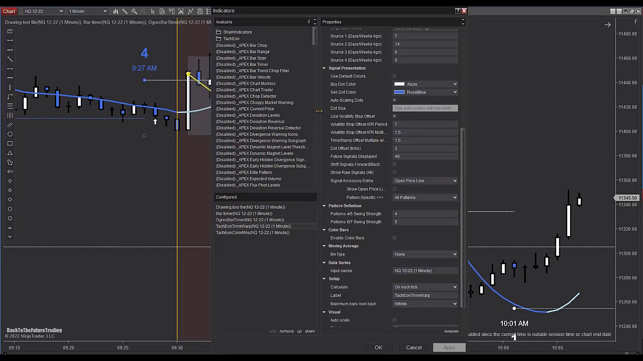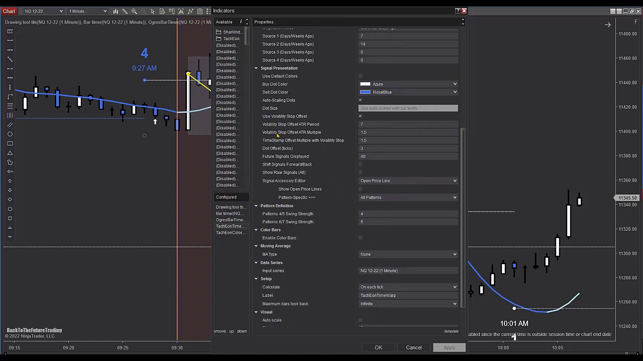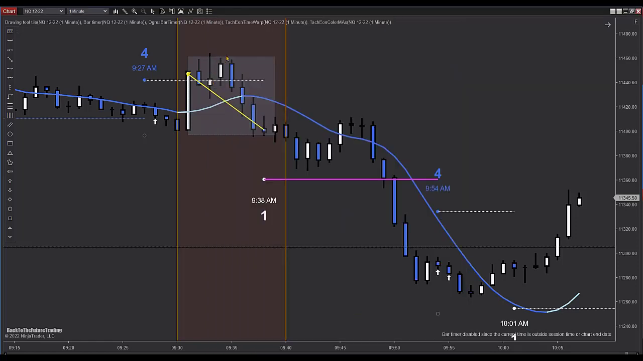Offset multiplier, yes. So the volatility stop offset multiplier is 1.5, and the period that it's looking for is 7 candles. So the average of the last 7 candles, not this candle. 1, 2, 3, 4, 5, 6, 7. Oh, that's why, because it's not including this candle. So the average of all these candles put together is this distance right here, from the close of that candle to the dot.